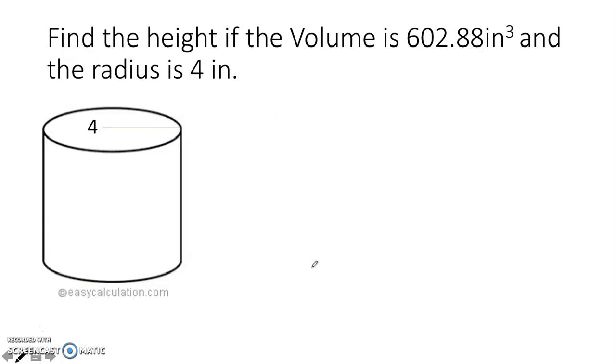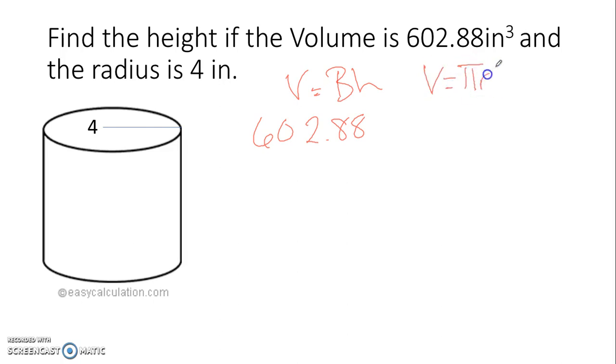And once again, we can go backwards. We can find the height, or frankly, we could find the radius too. Whatever it does not give you, you can find. So volume is 602.88. Oh, let's write the formula. Volume is equal to base times height. Remember the base is a circle, so volume is equal to pi r squared times the height. So 602.88 is equal to pi times radius squared, so 4 squared, times the height, which we don't know, which is h.